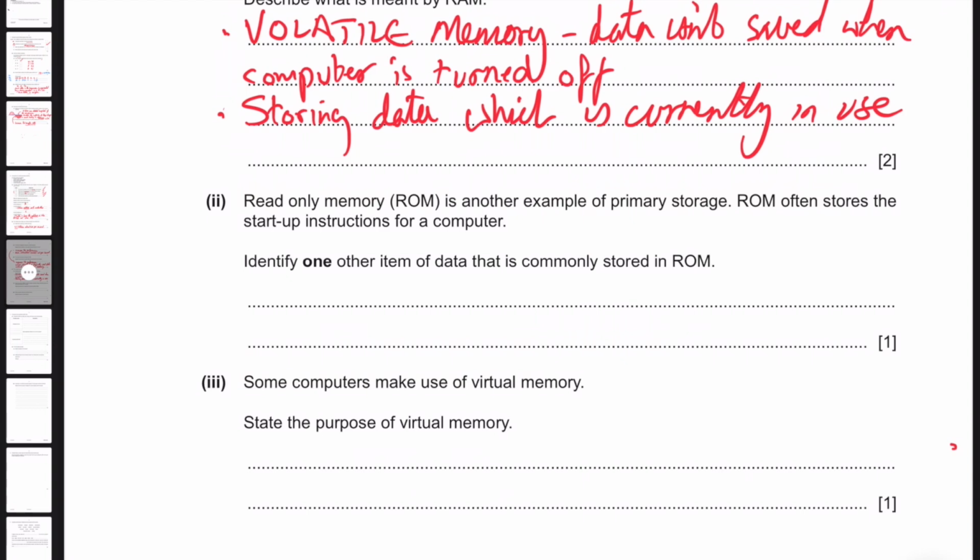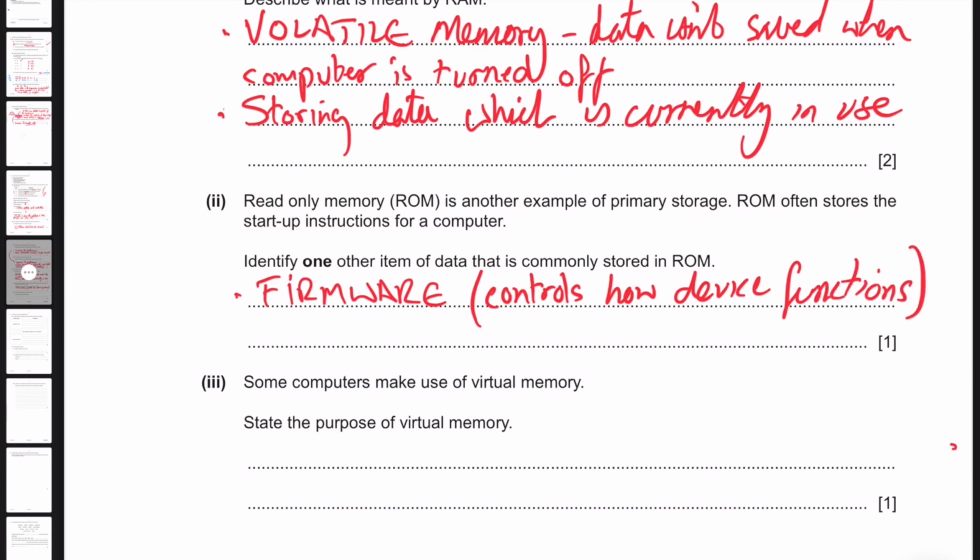Read-only memory, ROM, is another example of primary memory. ROM often stores the startup instructions for a computer. Identify one other item of data that is commonly stored in ROM. Well, ROM usually has the firmware for the computer. Firmware controls how the device functions. Okay, you might have heard of it as well, BIOS.